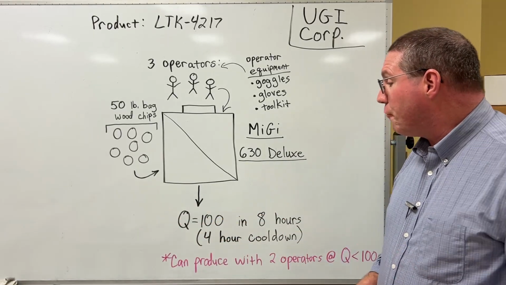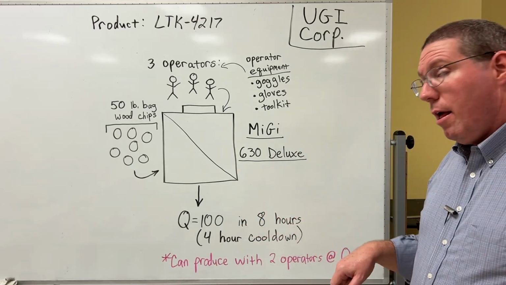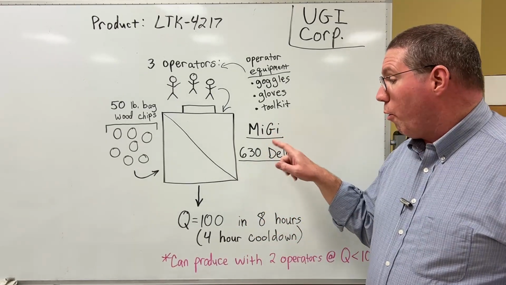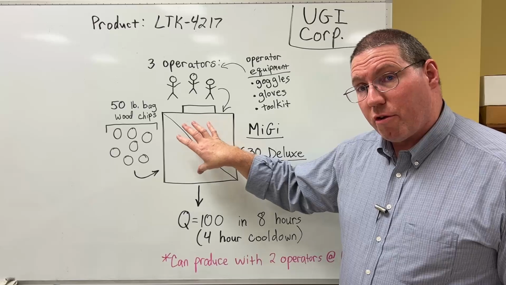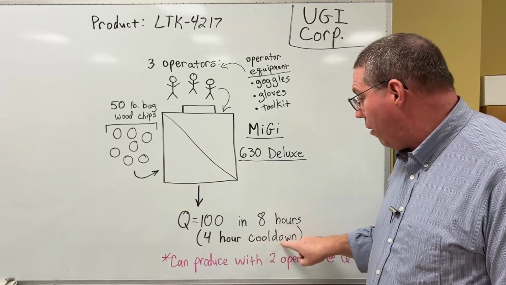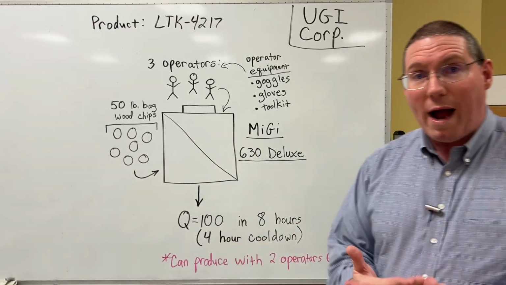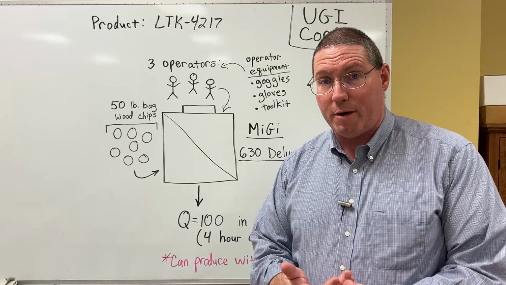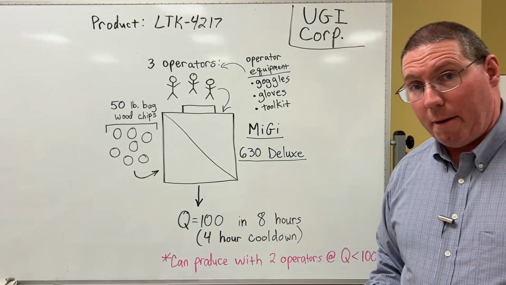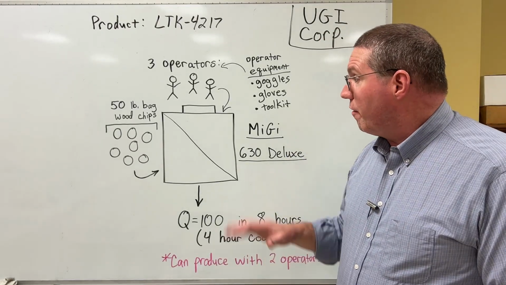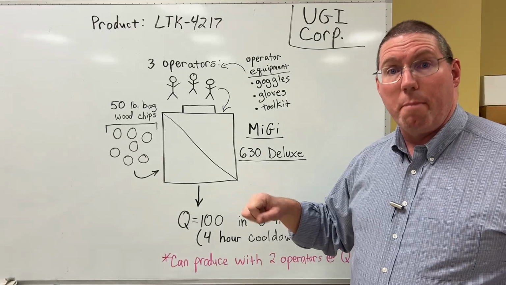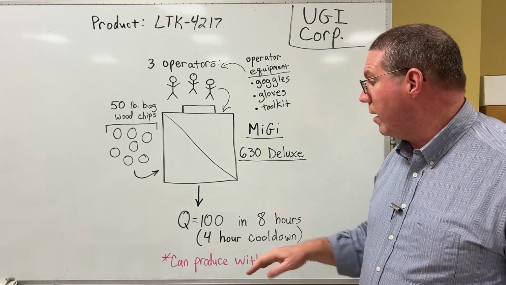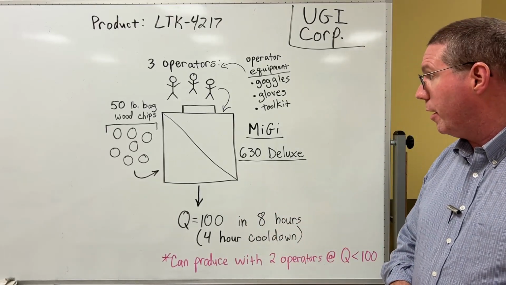Okay? After producing for 8 hours, the manual from the Miggy Corp says that the machine, the Miggy 630 Deluxe, then has to cool down for 4 hours. It requires a 4-hour cool down period. Without the 4-hour cool down period, you run the risk of damaging the machine because the parts have been stressed so greatly during the 8-hour period.